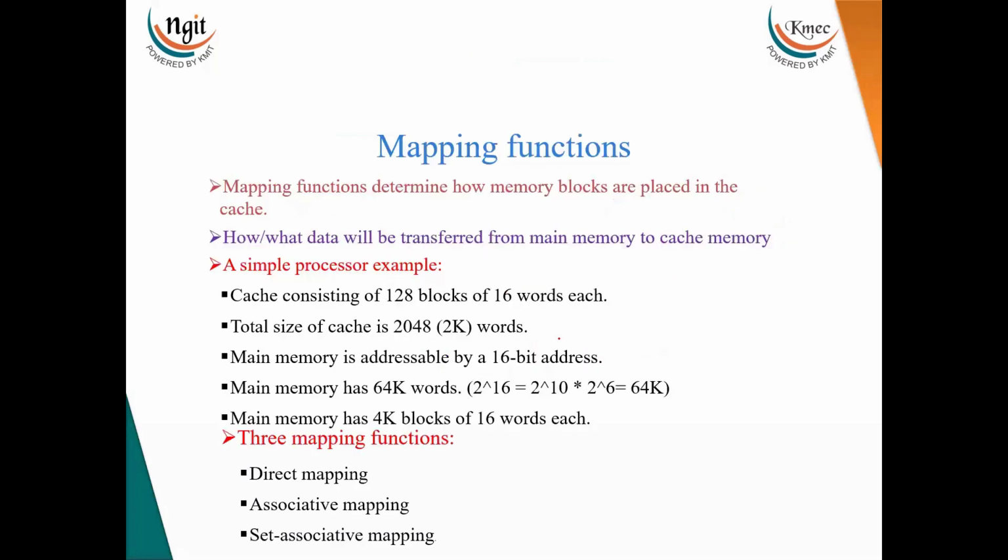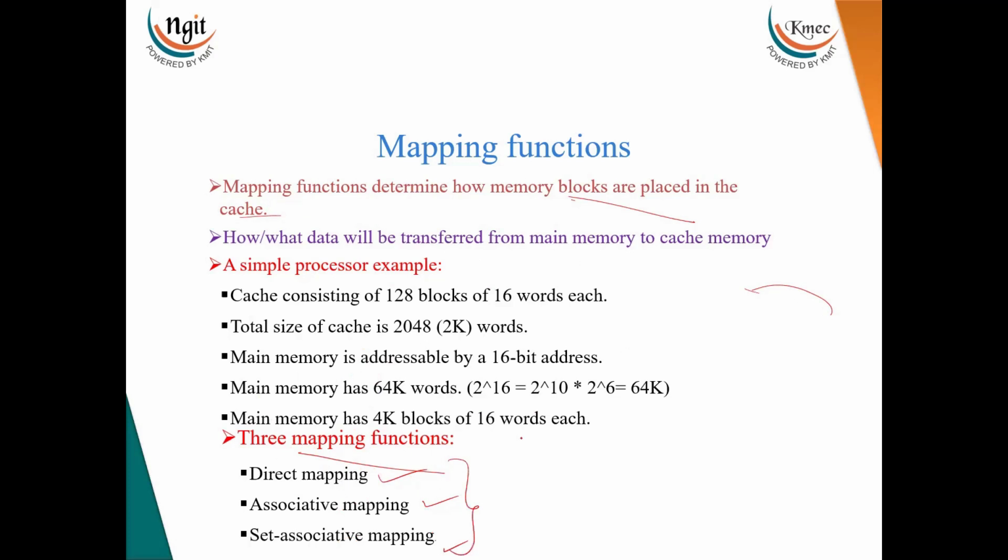Now, the mapping function. If the data is not available in the cache, the data is copied from the main memory to the cache memory. Moving or copying the data from the main memory to the cache memory is called a mapping technique or mapping function. There are three different functions: direct mapping, associative mapping, and set associative mapping. These three techniques we are going to study in the next lecture.